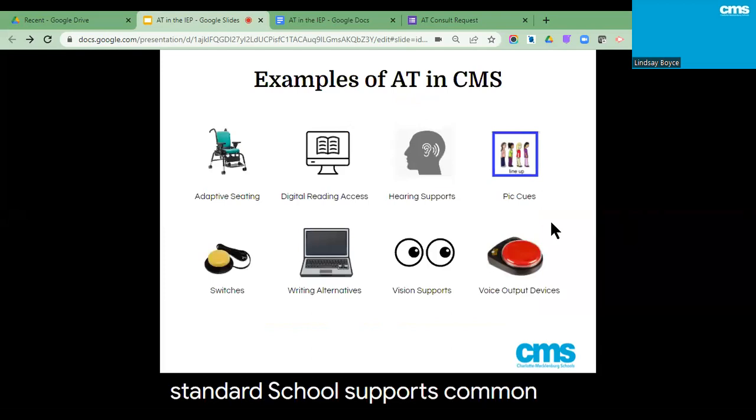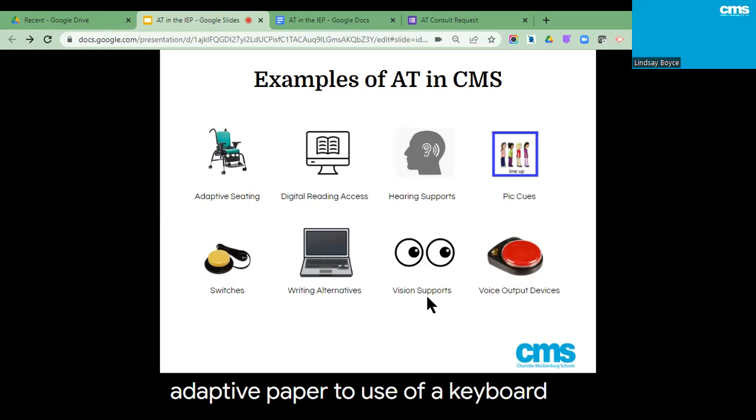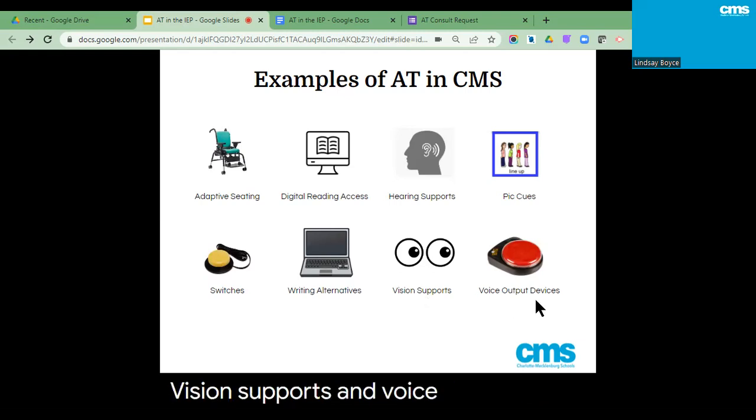Common AT could include adaptive seating, and that could be something as simple as a standard chair with arm supports, digital reading access like electronic books, hearing supports, picture cues, whether used as a visual schedule or for communication, switches to allow students to engage in their environment, writing alternatives from adaptive paper to use of a keyboard, vision supports, and voice output devices.